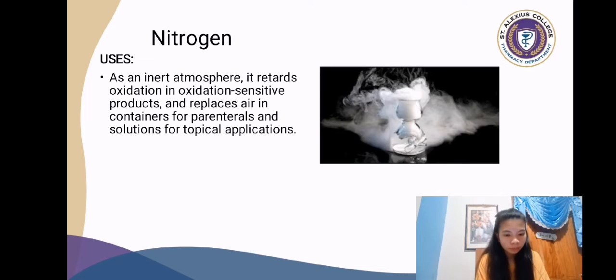Next is the nitrogen. The use of nitrogen: as an inert atmosphere, it retards oxidation in oxidation-sensitive products and replaces air in containers for parenterals and solutions for topical applications. So, in the word retards, ang nitrogen daw pinapahina niya or dinidelay niya ang oxidation in oxidation-sensitive products. And nire-replace niya ang air in containers for parenterals. Parenterals are injections or implantations, and solutions for topical applications.